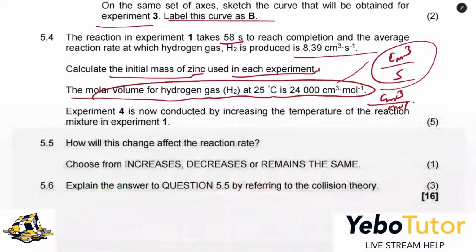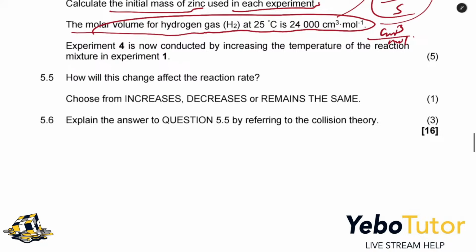Okay, let's close that. Perfect. How would this change the reaction rate? Experiment 4 is now conducted by increasing the temperature. So the temperature of the reaction mixture of experiment 1 has been increased. How would this change the rate? Definitely, guys, this will increase because they've increased the temperature. Explain your answer by referring to the collision theory.